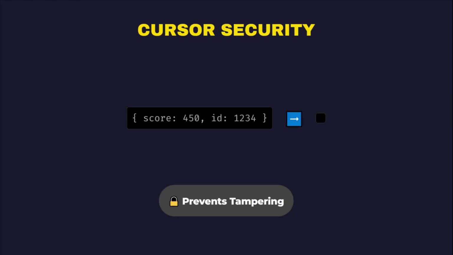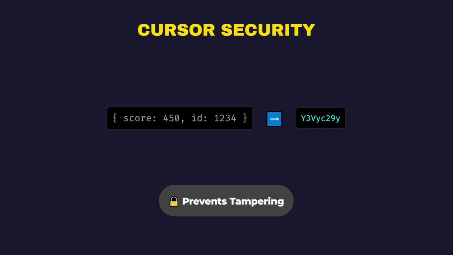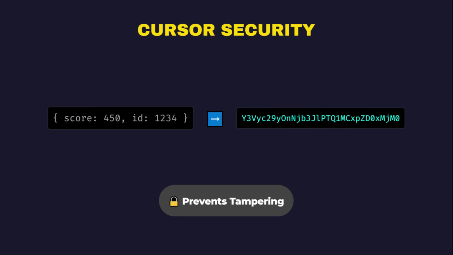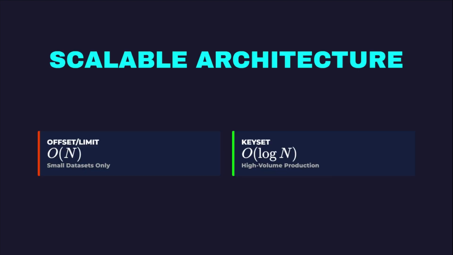Exposing raw Keyset values like score equals 450 and identifier equals 1234 in the URL is insecure and messy. Always encode the cursor tuple, typically using base 64 encoding, to create an opaque token. This prevents user tampering with the underlying database values, which could lead to unauthorized data access or query manipulation. Furthermore, ensure the cursor includes a timestamp or a hash of the sort criteria. This allows the backend to detect stale or manipulated requests, maintaining data integrity and preventing unexpected behavior when the underlying data schema or sort order changes.